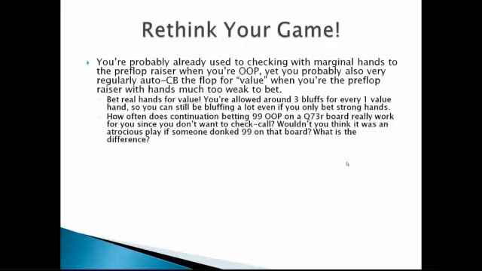How often does continuation betting 9-9 out of position on a Queen 7-3 rainbow board really work for you, since you don't want to check call? Wouldn't you think it was an atrocious play if someone donked 9-9 on that board? What is the difference? Remember, either way, you're betting a medium marginal strength hand out of position on a Queen 7-3 rainbow board. It does not make any sense why it's okay to do it if you're the preflop raiser, yet it's not okay to do it as the cold caller.